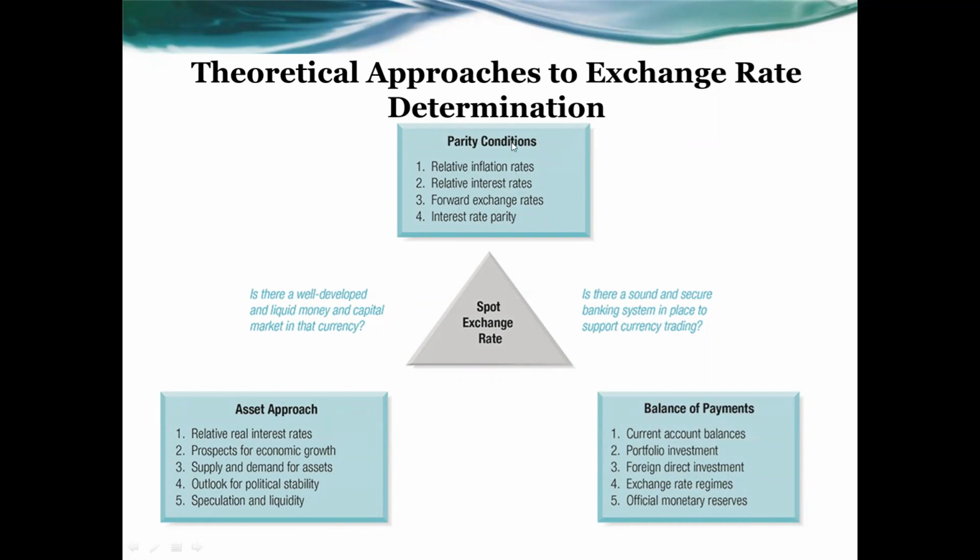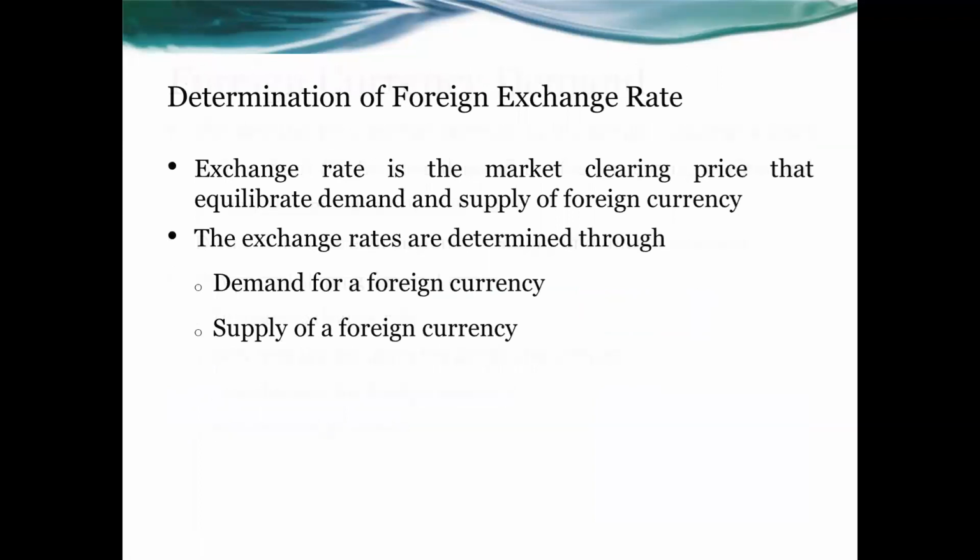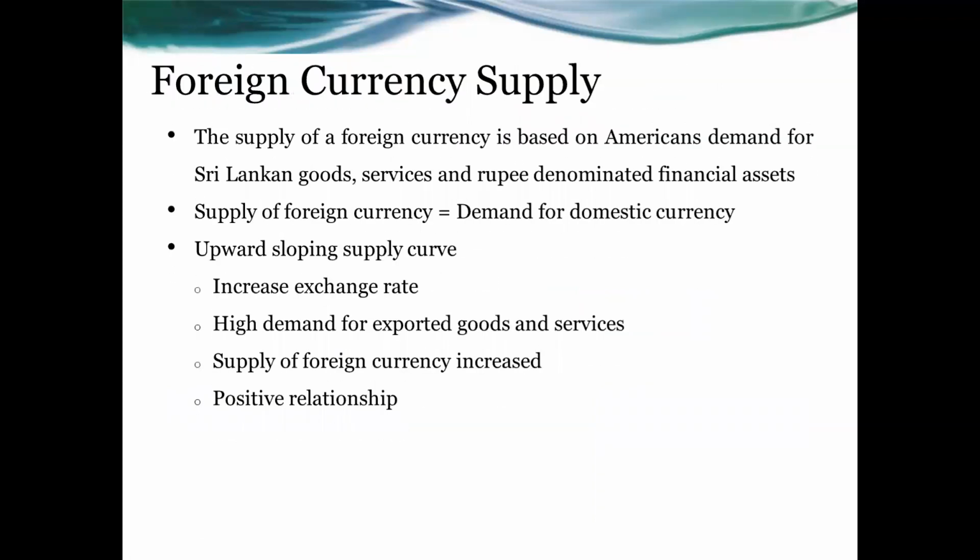One aspect we call the parity condition. The other one we call the asset approach. And the next one we call the balance of payment approach. So there are several ways to determine the exchange rate. But the most prominent mechanism for determining the exchange rate is demand and supply. You need to remember that. We will discuss those things in more detail in a future session. For this moment, please remember that foreign currency determinants are based on demand and supply of foreign currency.